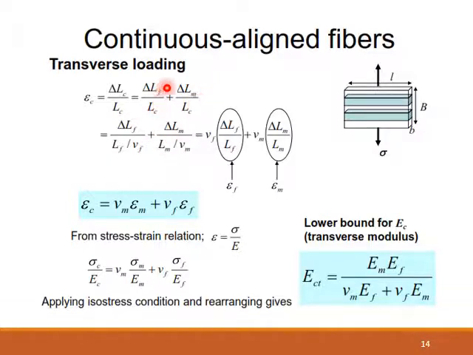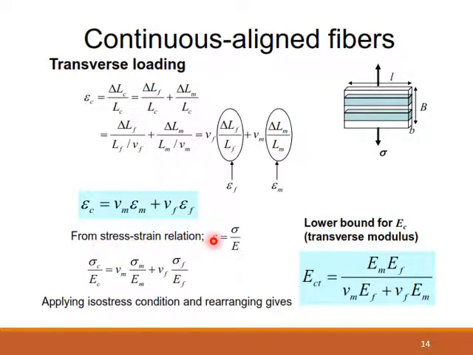So you see, this LF over LC will now become a fraction that can be expressed as a volume fraction. The same thing you have with the matrix. So at the end of the day, the strain here will now be equal to Vm epsilon m plus Vf epsilon f. So the strain now is different. The strain is now a function of V, which is the volume fraction of the matrix and the volume fraction of the fiber, along with the strain of the matrix and the strain of the fiber.